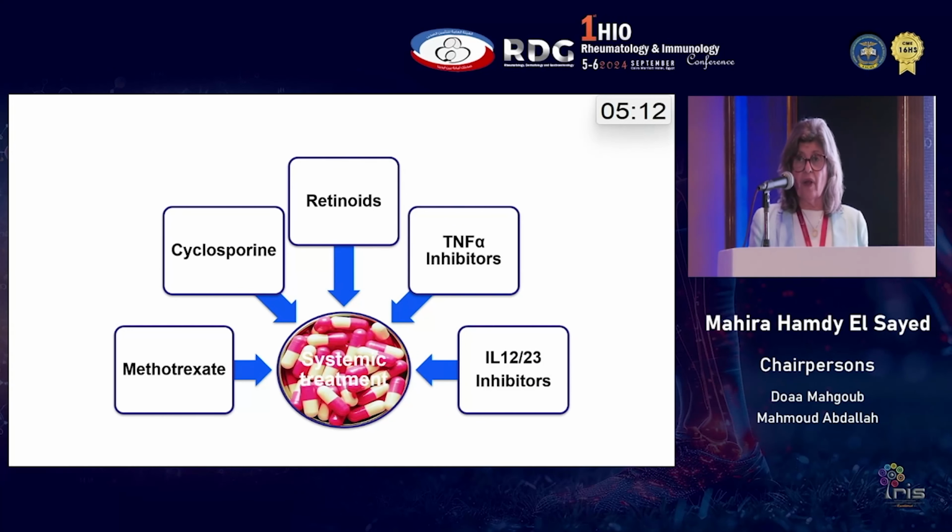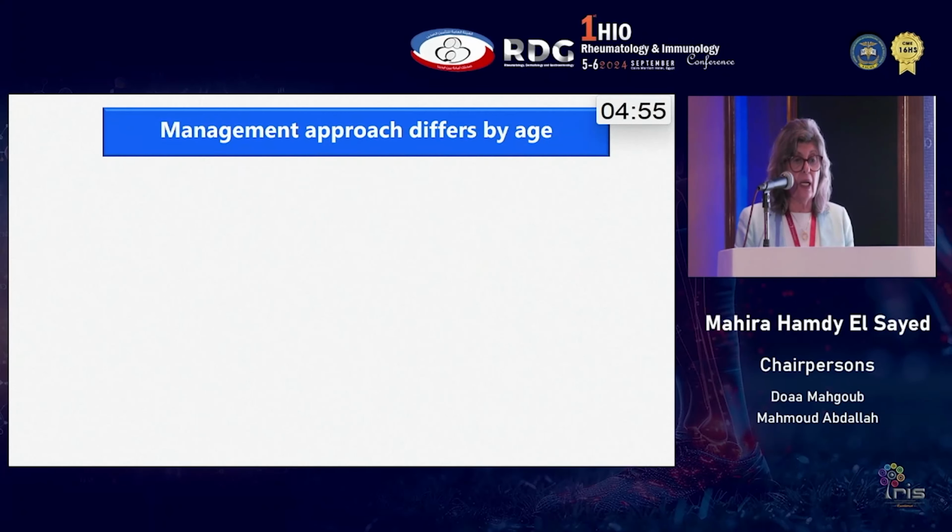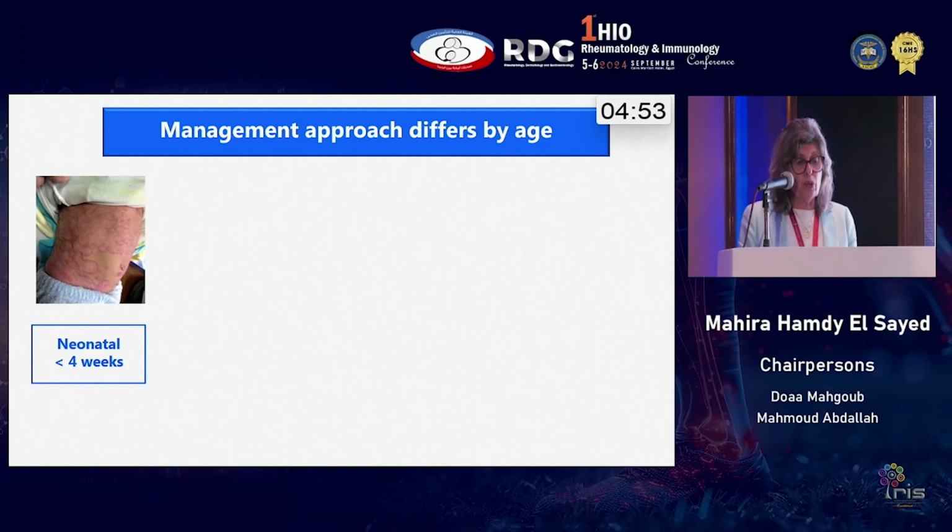And at the very beginning, when we started treating children with psoriasis, we were worried about methotrexate or retinoids or cyclosporin, but I think they're great drugs. Methotrexate is a great drug in children, and it gets wonderful results when used at the correct dose and with the correct monitoring. Now, the management approach should differ with age.